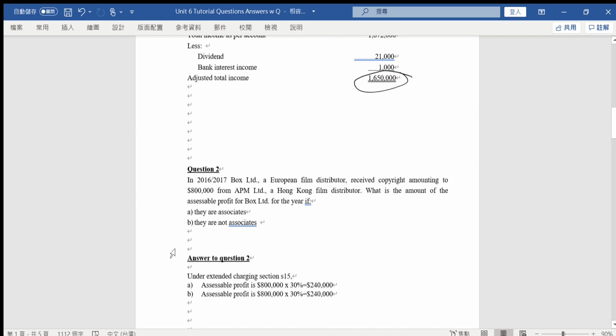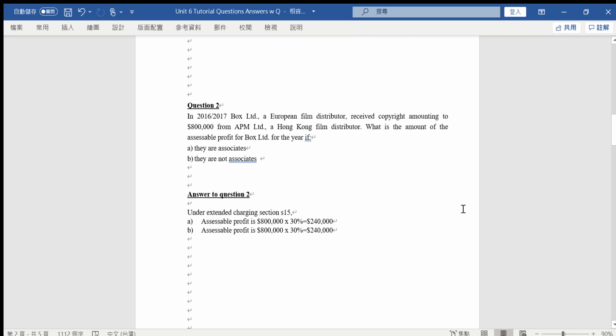Okay, then second question, about Box Limited, a European film distributor, which received a copyright amount of 800,000 from APM Limited, a Hong Kong film distributor. What is the amount of the assessable profit of Box Limited for the year if they are associates?